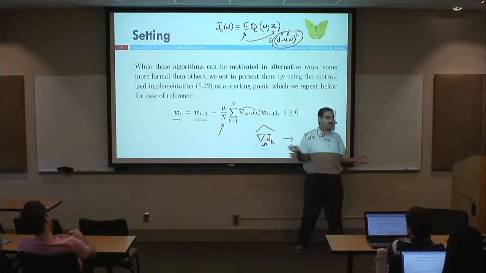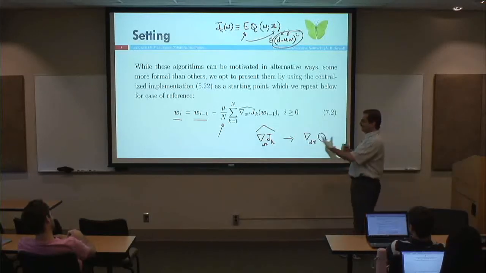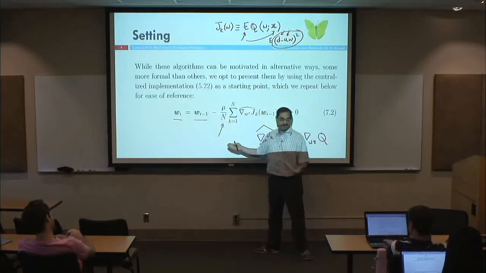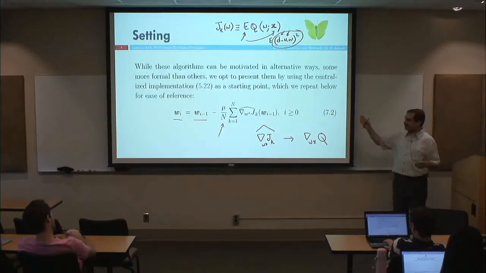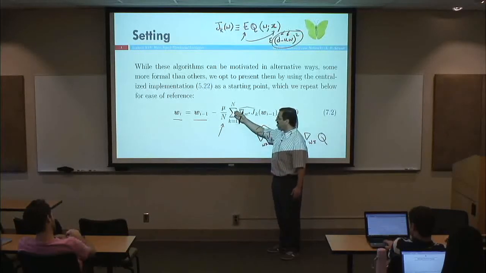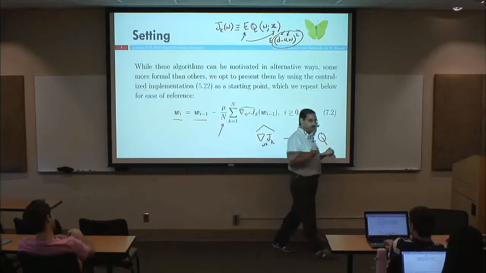This is the centralized solution. If you were to solve this problem in a centralized manner, I have a fusion center that knows all the J sub k's and knows how to approximate them. This is the recursion it would run to try to converge to omega 0. In an earlier lecture, we studied the performance of centralized solutions like this, and we showed that for step sizes that are small enough, the omega will converge close enough to omega 0.